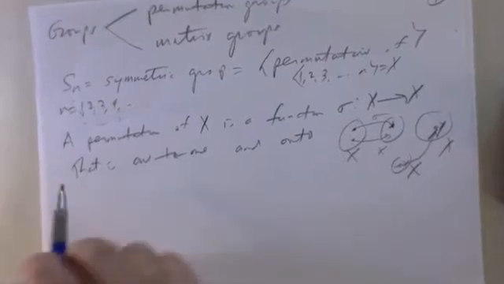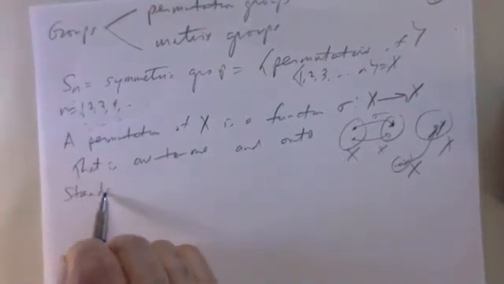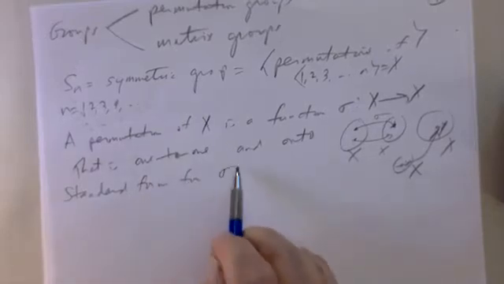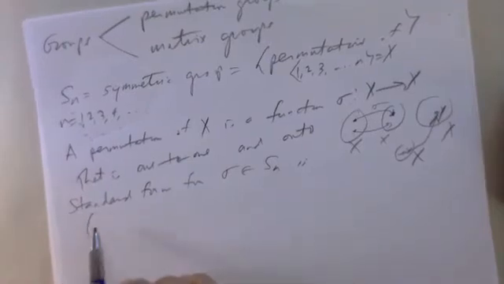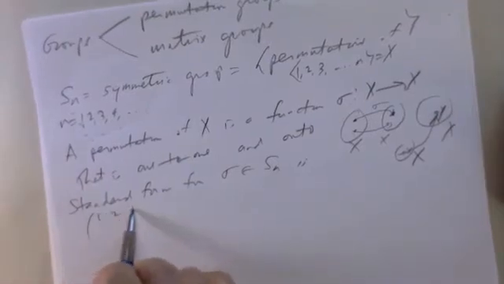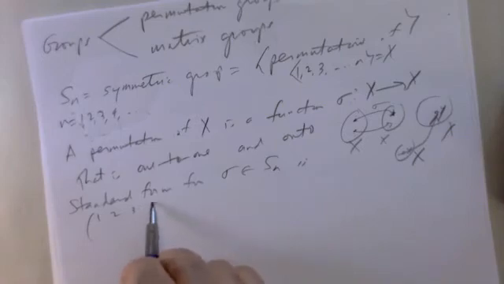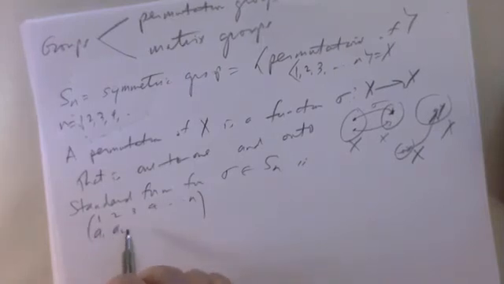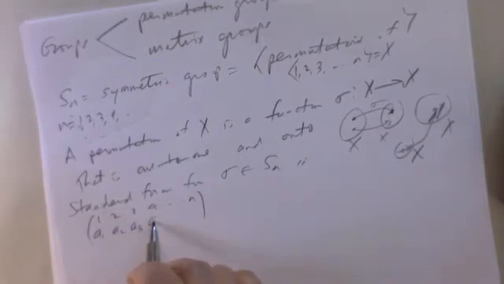And the standard form for a permutation sigma in Sn is the following. You can write this as a matrix with two rows. In the first row, you write the numbers from 1 to n. In the second row, you write your permutation of those numbers.